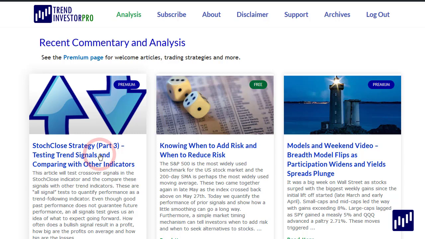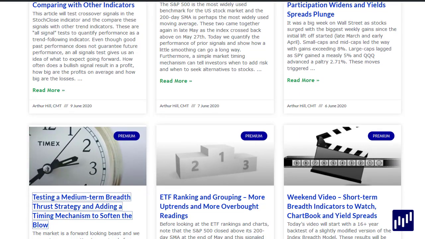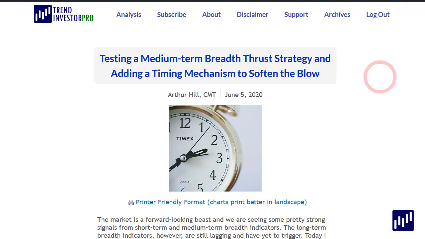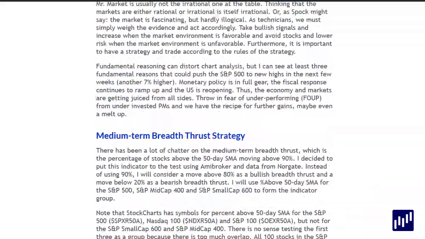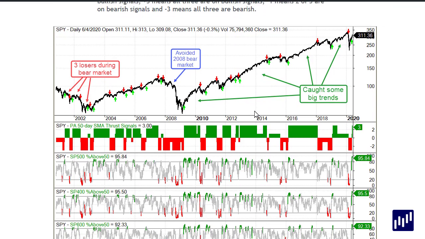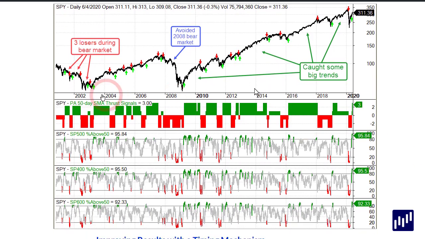And I also tested the breadth thrust. And that article can be found a little bit lower down. But we had the percentage of stocks above the 50-day SMA surging above 90%. And that was a breadth thrust. And so I took those indicators to the test to see how they performed over time and built a model in AmiBroker. And there you can see all the signals. And then I quantified it with a table showing how these signals worked out over time.